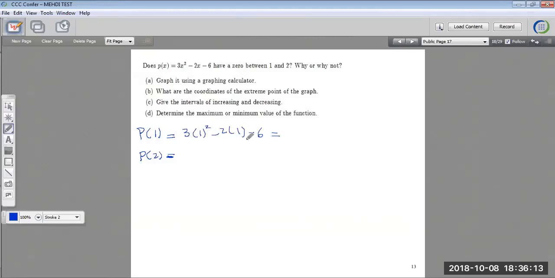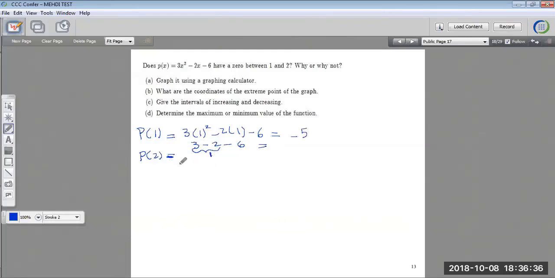Then here you would get 3 minus 2 minus 6. 3 minus 2 gives you 1. 1 minus 6 is minus 5. So I get a negative number here.